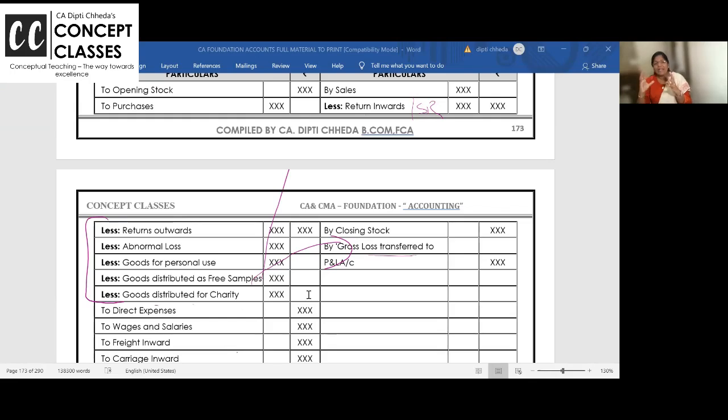The reason is trading and P&L account for the year. When you make it for the whole year, you are taking the purchases and sales. In the practical world, people are making final accounts every month, quarterly, half yearly, as you wish you can do. So what I mean to say is, in the trading account you are taking the whole year's purchase, whole year's sale, expenses, all. That's why it is called trading account for the year.